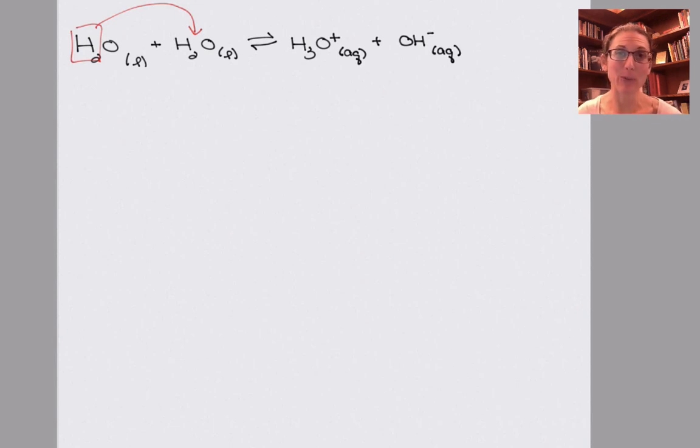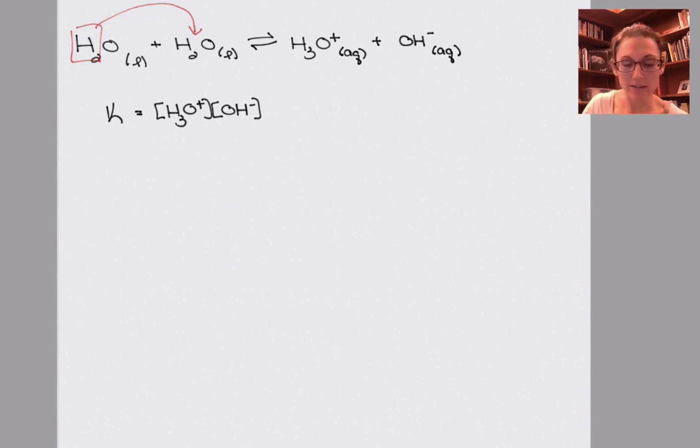Since this is an equilibrium process, we can write an equilibrium constant expression for it. Since water is a liquid, it doesn't appear in the equilibrium constant expression, and so all I'm going to have is the concentration of hydronium times hydroxide. This is such an important equilibrium process that we're going to give its equilibrium constant its own symbol. This is Kw, the equilibrium constant for water. And at 25 degrees Celsius, so at room temperature, this is equal to 1 times 10 to the negative 14th.